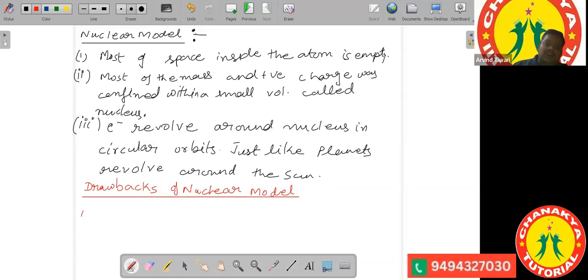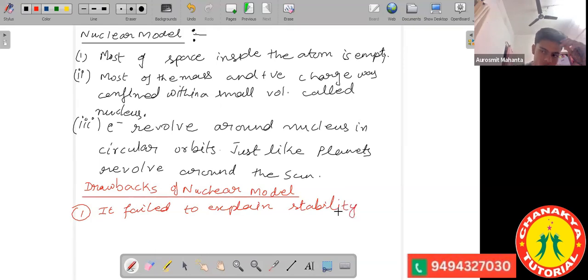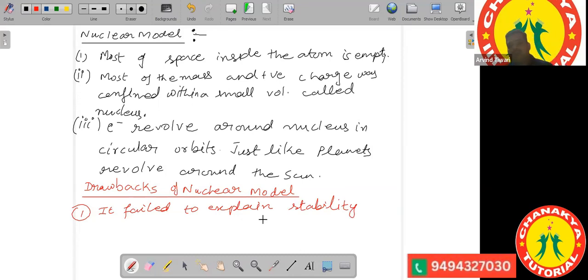Okay, so how did it fail to explain the stability of the atom? I'm noting down that was your correct answer, that it failed to explain stability. So how did it fail? Sir, electrons will get attracted to the nucleus and finally they will. So why will they get attracted towards the nucleus? Why are the planets not getting attracted towards the sun? The problem was this.